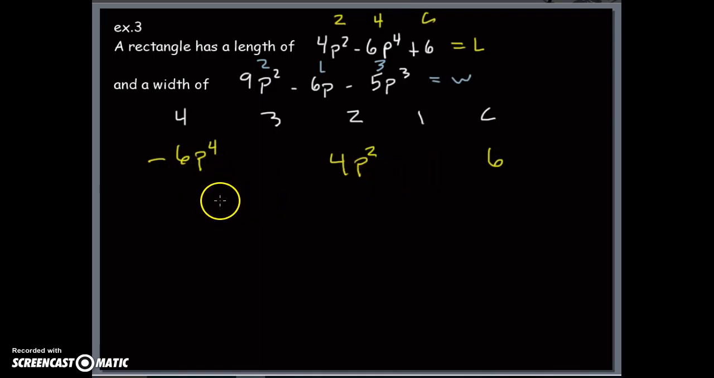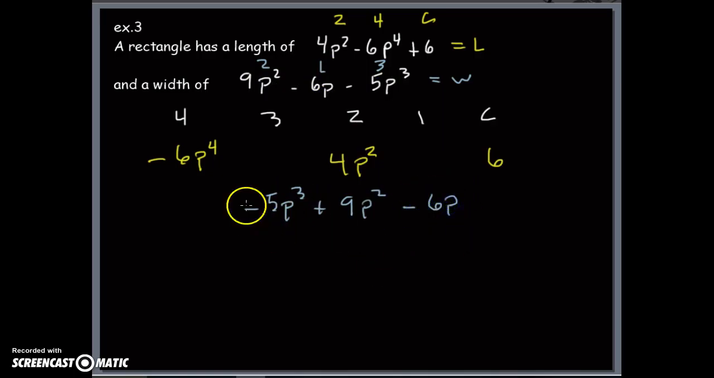Now for the width, the highest power here is a -5p to the 3rd, so I can go ahead and write that right here. Then the next highest power is 9p squared, so we can go ahead and write plus 9p squared. And then the lowest power in this one is -6p, so -6p.